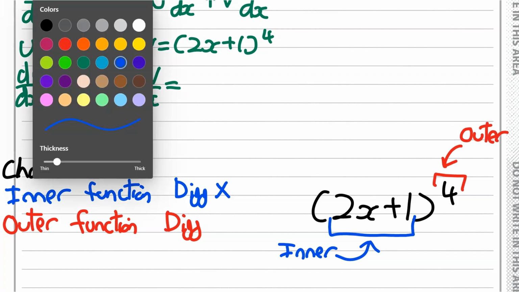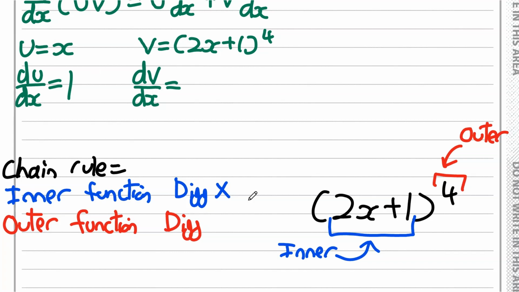So the chain rule is the inner function differentiated. So this is 2x plus 1 differentiated. If you differentiate 2x, this is equal to 2, and if you differentiate 1, it's just a constant, so it just goes away.